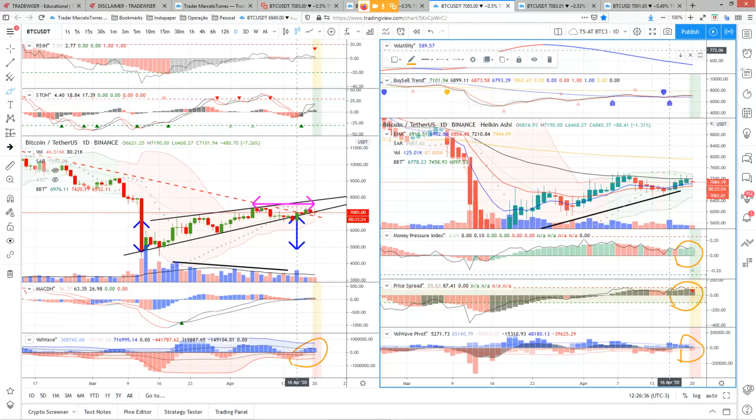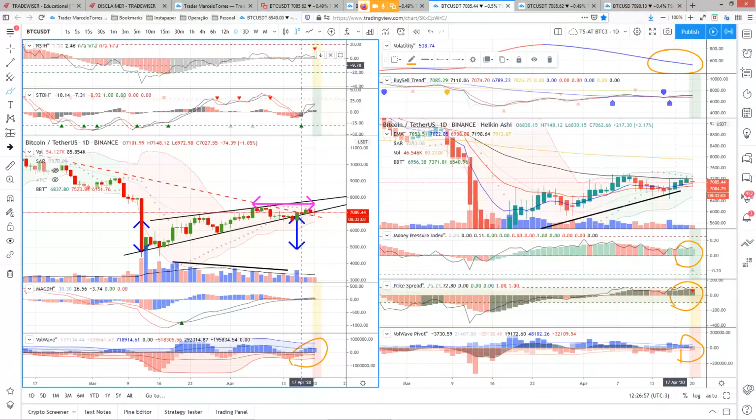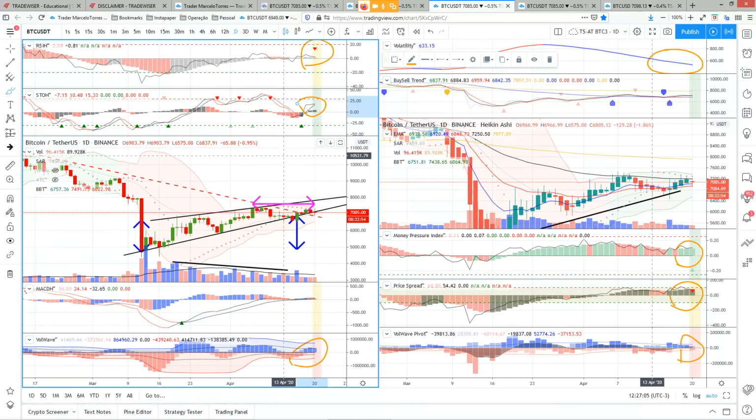That is why we do have a good volatility. That's why the volatility is going down, because we have less spread and lots of positive money pressure, which means we have real trading going on right now. Okay, but as you can see, we do have the relative strength wanting to go down and some doubt on the line of the stochastic, which is not good.